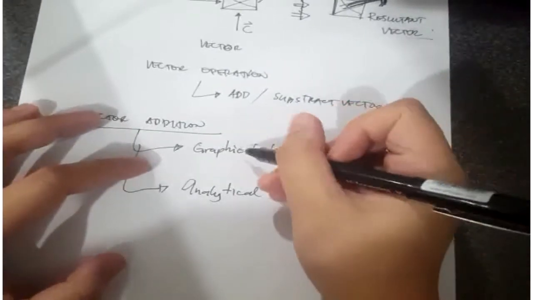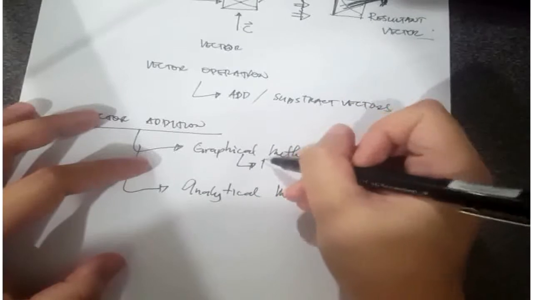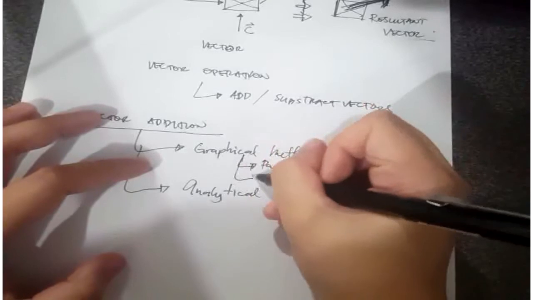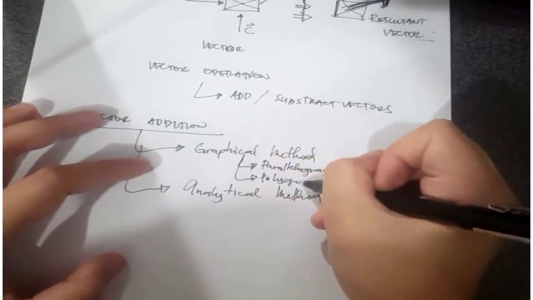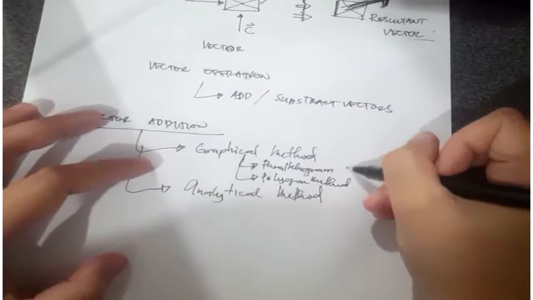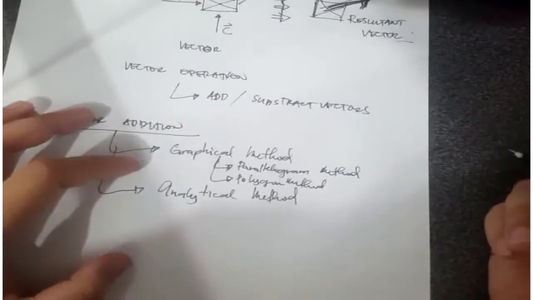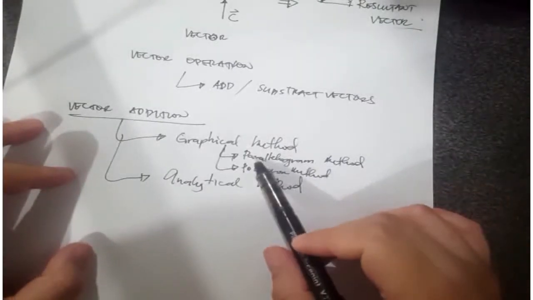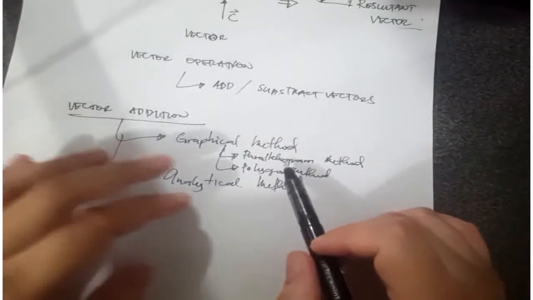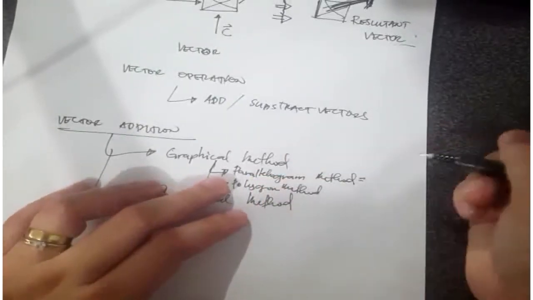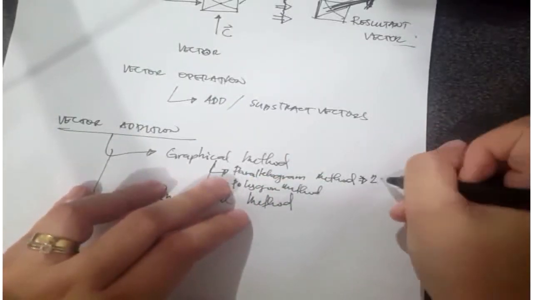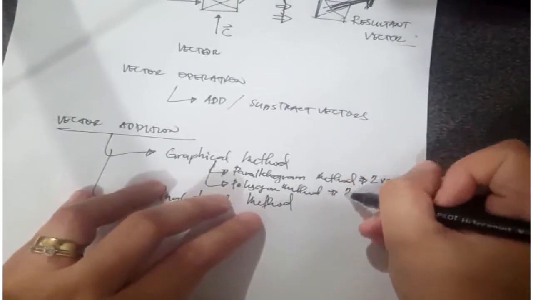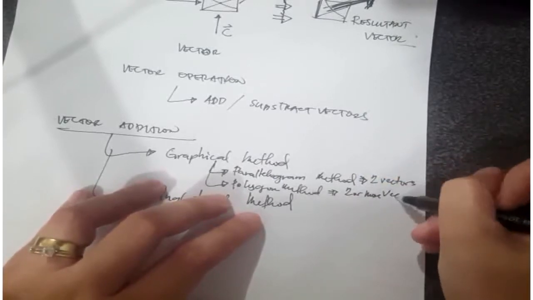Under the graphical method, we have what we call the parallelogram method and the polygon method. The parallelogram method is used to add two vectors, while the polygon method is used to add two or more vectors.